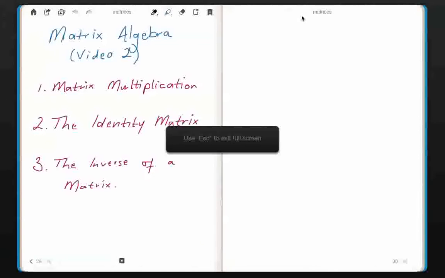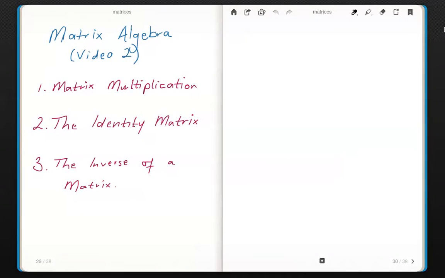Alright guys, welcome back. This is our second video in the matrix algebra series. What we're going to look at in this video is matrix multiplication, which you've had some exposure to, but I think some of you are still a bit confused. It might take a while to wrap your head around, so we'll go through that, the identity matrix and the inverse of a matrix.